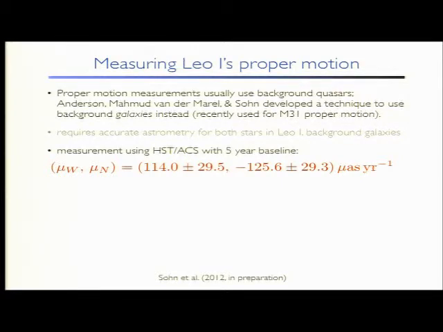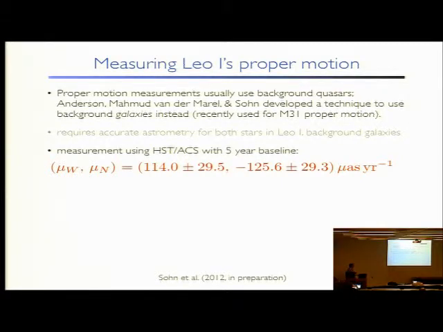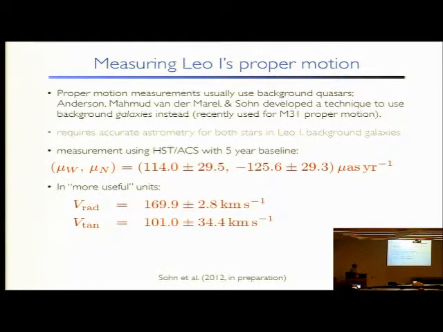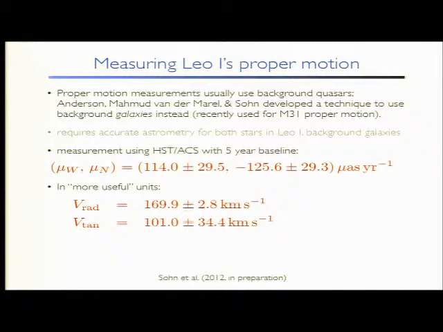Now I'm sure this is all very easy to convert into kilometers per second for everybody. But for people like me who have trouble with that, in more useful units, this means that the radial velocity, which is basically known before, is around 170 kilometers a second with a very small error. The tangential velocity is substantial. It's 100 kilometers a second or so with an error of about 30 kilometers a second, but smaller than the radial velocity. So it's not on a radial orbit, but it's not on a highly circular orbit either.